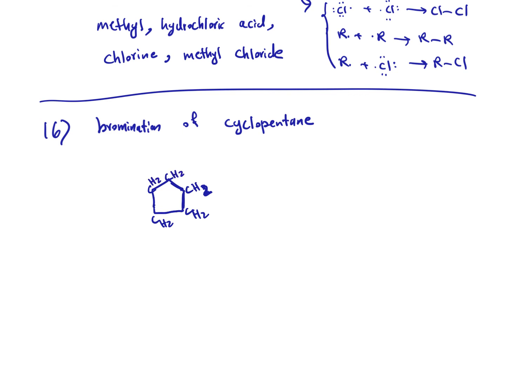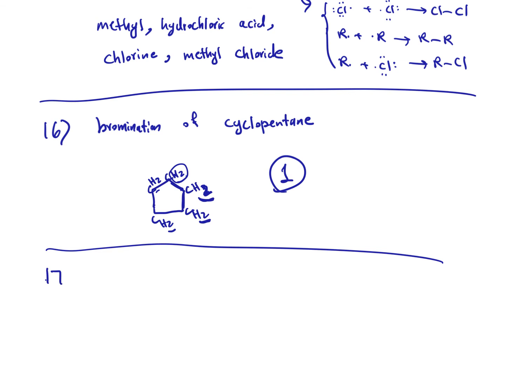CH2, CH2. So since we are asked about monobromo products, it means that if I substitute 1 Br here, or with one of these hydrogens here, or one here, or one here, or here, all of them are the same. So it would be only one monobromo product, right? And we talked about that in the class.